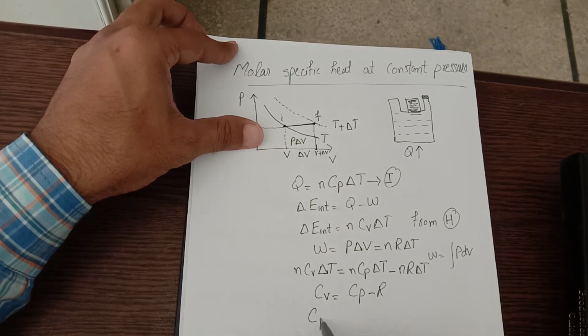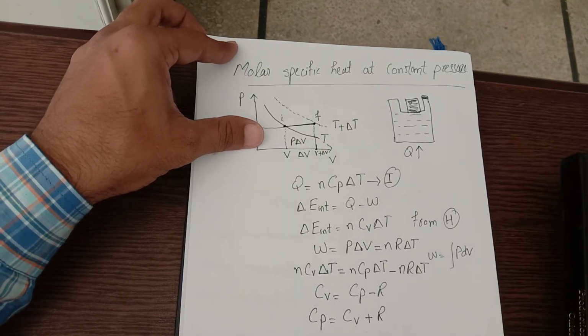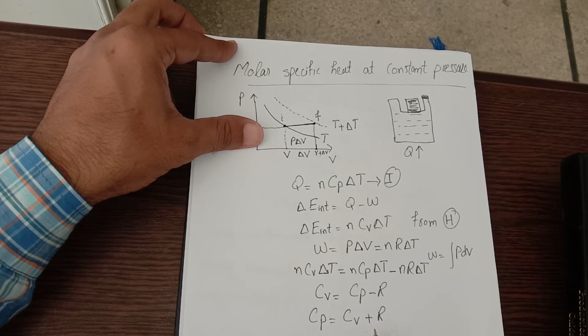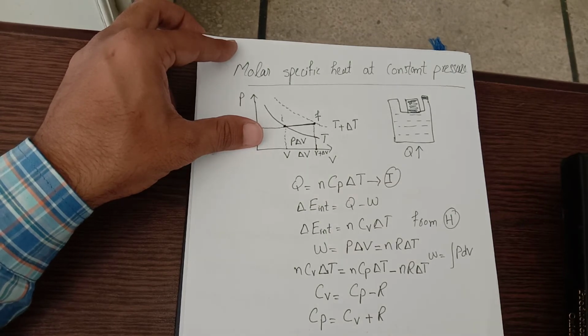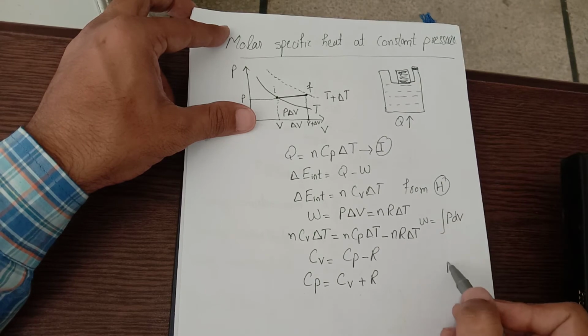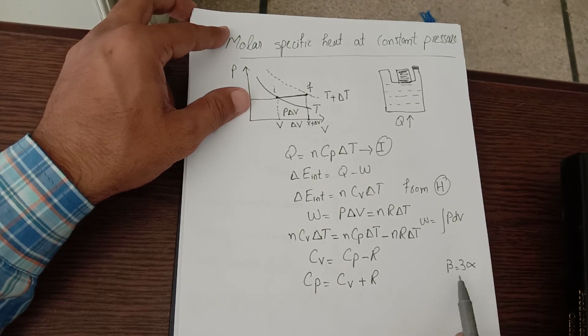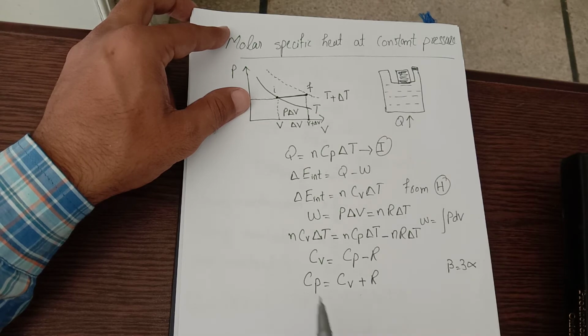or you can say that molar specific heat at constant pressure is equal to molar specific heat at constant volume plus the ideal gas constant. Now you can see that this molar specific heat at constant pressure is large as compared to molar specific heat at constant volume, just as molar specific heat at constant pressure was equal to 3 times the molar specific heat at constant volume. You might remember the relationship beta equals 3 alpha in case of expansions at constant pressure and at constant volume. As you can see over here, Cp is greater than Cv.